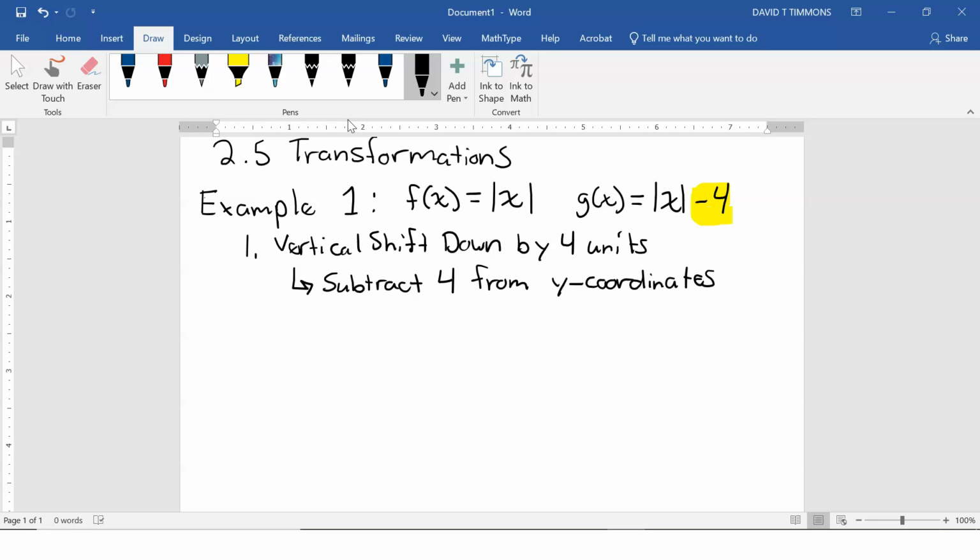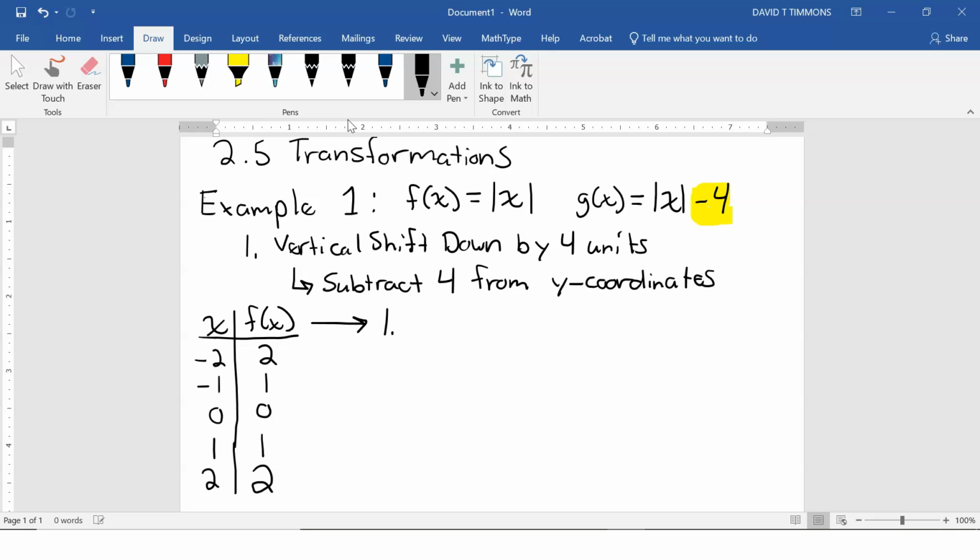So now that we've set up the problem, I'm going to start out with my base function table of coordinates. And because it's the absolute value function, we can use those x values minus 2 to 2. And of course, the absolute value of the negatives will just be the positive. So notice, I haven't even really memorized the absolute value function. I'm just taking the absolute value of this column of numbers that you see here, the x values. And then I'm just going to apply our first transformation.